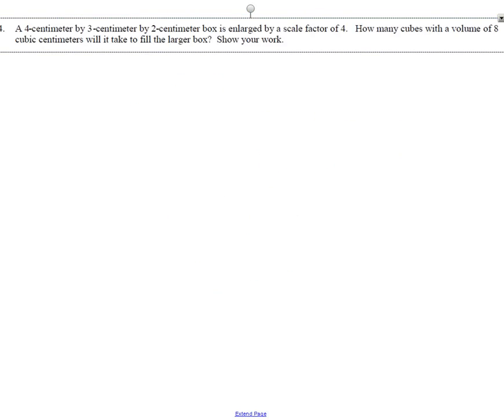Two more. Well, technically we've already done that. A 4 by 3 by 2 centimeter box is enlarged by a scale factor of 4. How many cubes of the volume of 8 cubic centimeters will it take to fill the larger box? So what does this one look like? It's just like number 2. There's really only so many problems you can make about scale factor with volume.